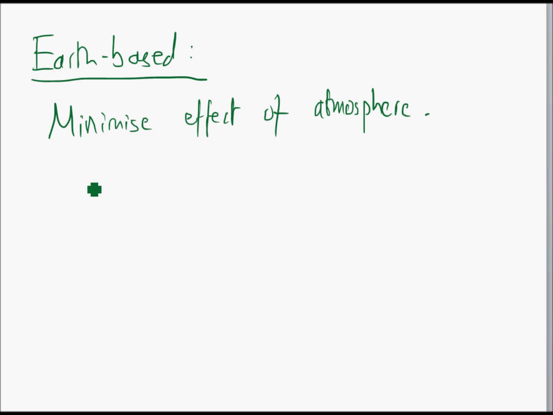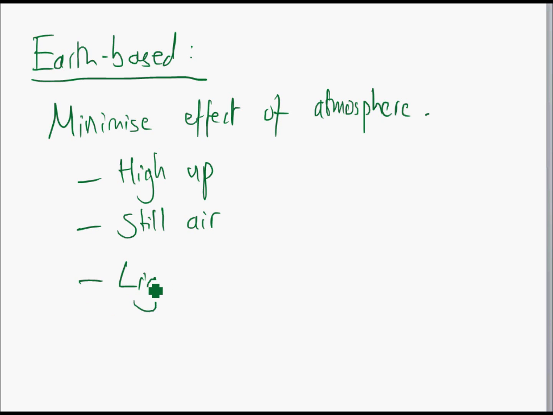So where do we do that? We do that in places that are very high up, because the higher you are, the less atmosphere you've got above you until you get up into space. We also do it with places that have got, hopefully, quite still air. So naturally, around the Earth, there are some places that are very turbulent and some places where the atmosphere is more chilled out, basically. And we want to also do it with places where there is low light pollution.